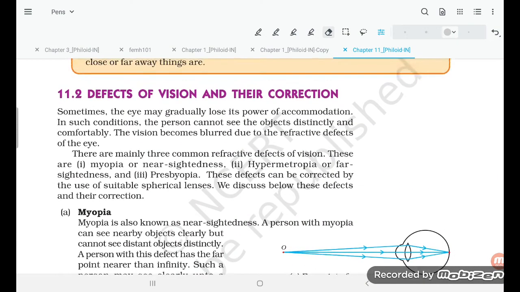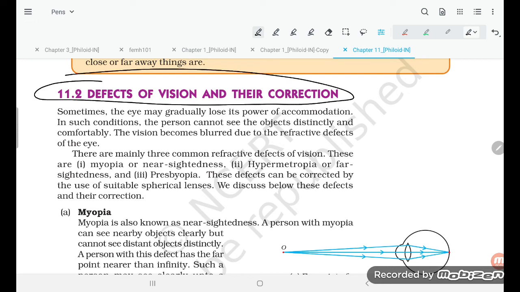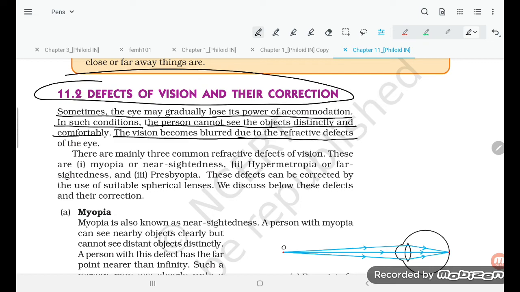Students, let's try to understand defects of vision and their correction. This is the second point we are going to study. Sometimes the eye may gradually lose its power of accommodation. In such a condition, the person cannot see objects distinctly and comfortably. The vision becomes blurred due to the refractive defects of the eyes. There are mainly three common refractive defects of vision.